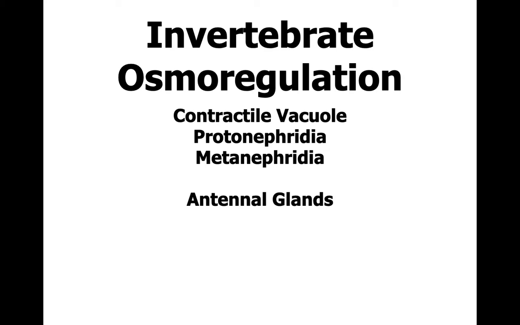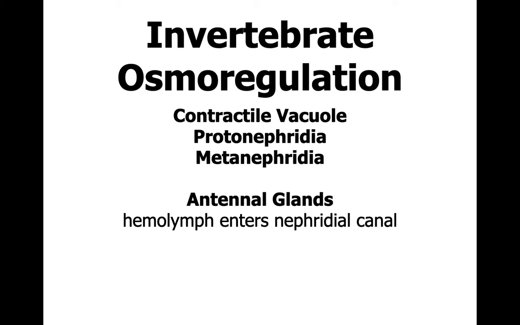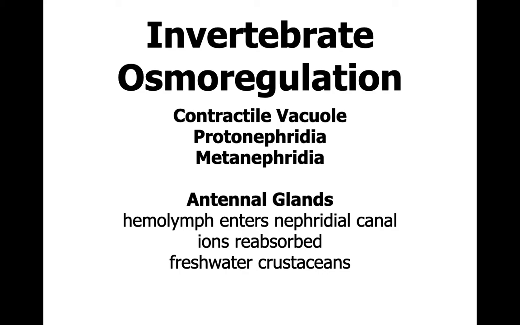And some other animals will take advantage of antennal glands. So these are glands near antennae, and they will allow hemolymph, so that's the fluid that circulates in their open circulatory system, to enter into these canals, these nephridial canals. And then the ions will get reabsorbed, so the water with the ions gets expelled, the ions then get pumped back into the body, leaving the water behind. And these are found in freshwater crustaceans.